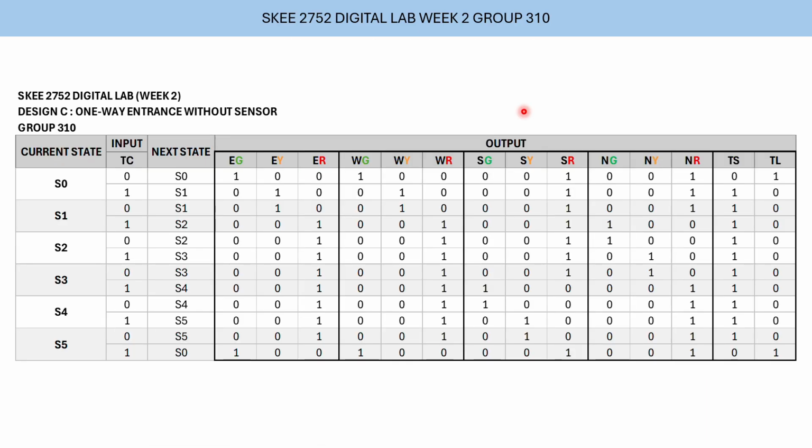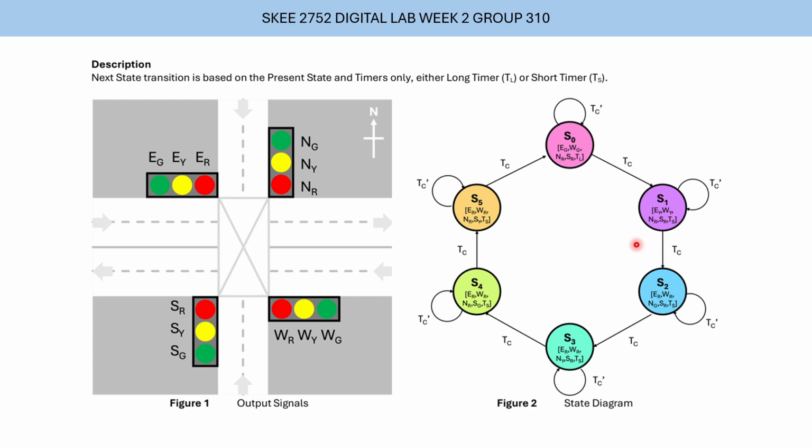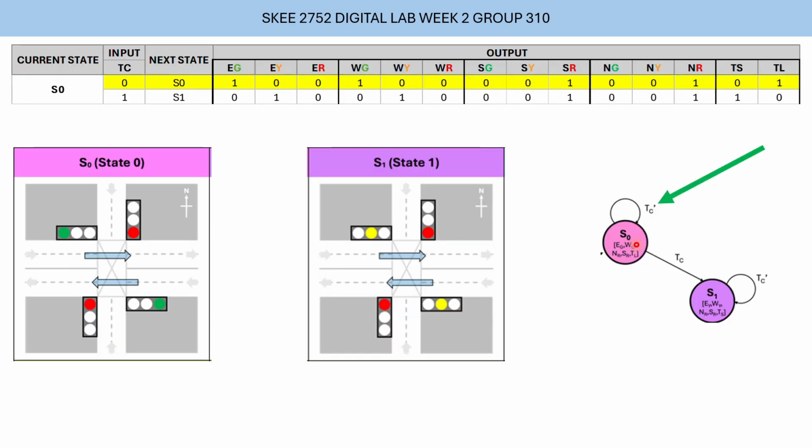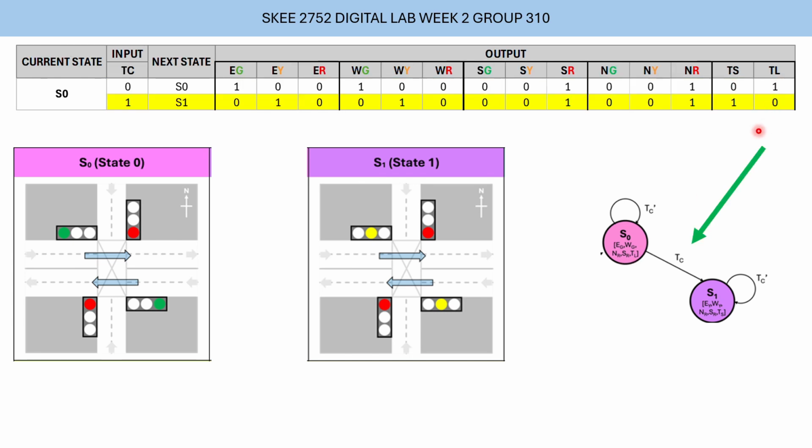Now I will explain how we get this table from these two pictures for every state. During state 0, when state 0 did not receive a signal from the timer module, we go back to state 0, in which east and west will be green, north and south will be red, and the timer is TL, long timer. During state 0, if we receive a signal from the timer module, TC, we go to the next state, which is state 1, so east and west will be yellow, north and south will be red, and the timer is short, TS.